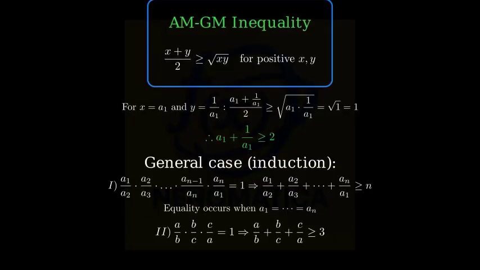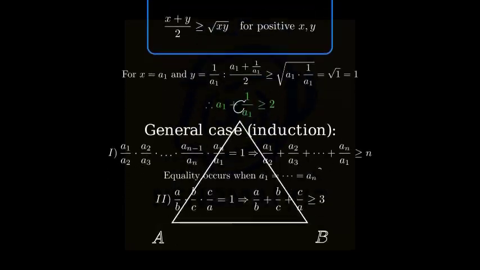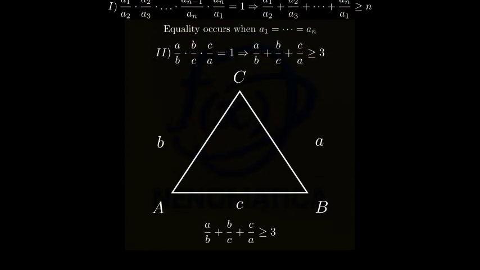We have 3 positive real numbers, a, b, and c. If a times b times c divided by a times b times c equals 1, which simplifies to a over b times b over c times c over a equals 1, then the sum a over b plus b over c plus c over a is greater than or equal to 3. Let's visualize the inequality. We'll represent our 3 variables a, b, and c as the lengths of sides of a triangle. The inequality then states that the sum of the ratios of consecutive sides is at least 3.